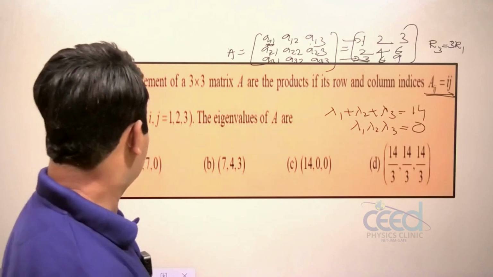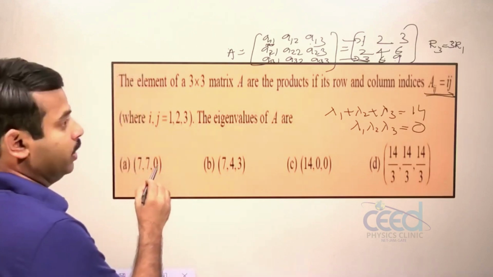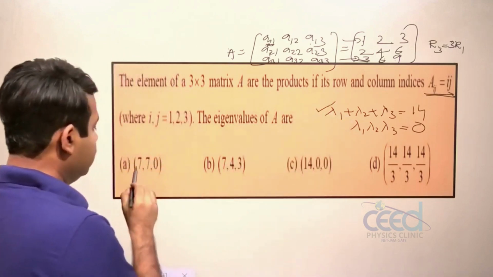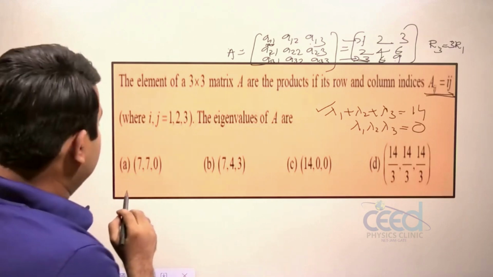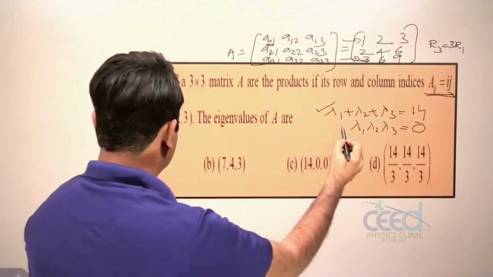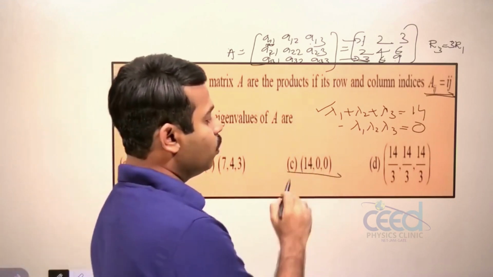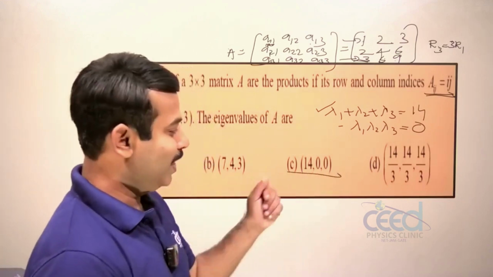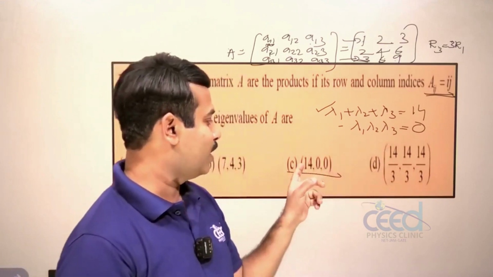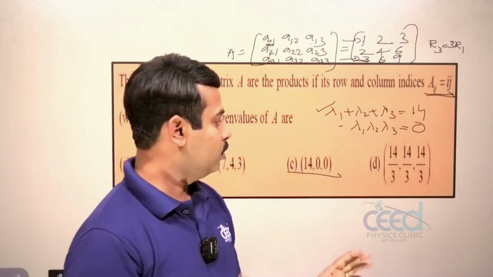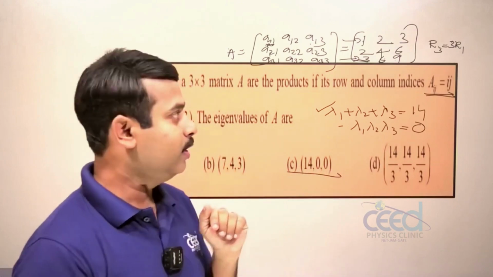Now the problem is, look here, 7 plus 7, 14. This condition is satisfied, and 7 into 7 into 0 is 0, so this is also satisfied. But look here, 14 plus 0 plus 0 is 14, and the product 14 into 0 into 0 is 0. So two options satisfy the conditions.